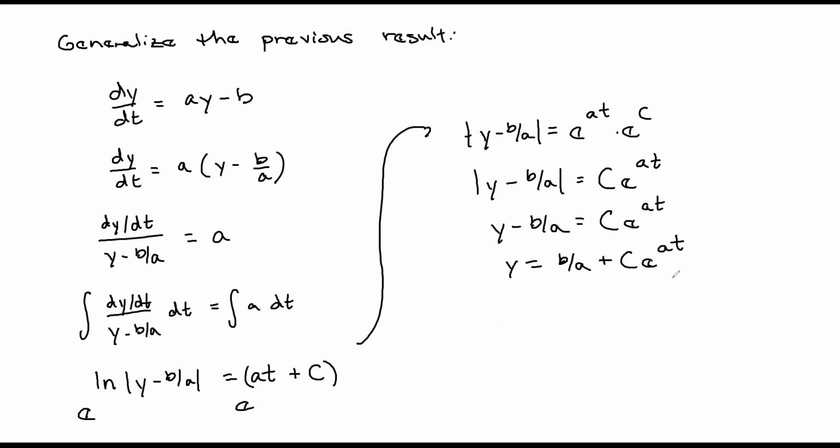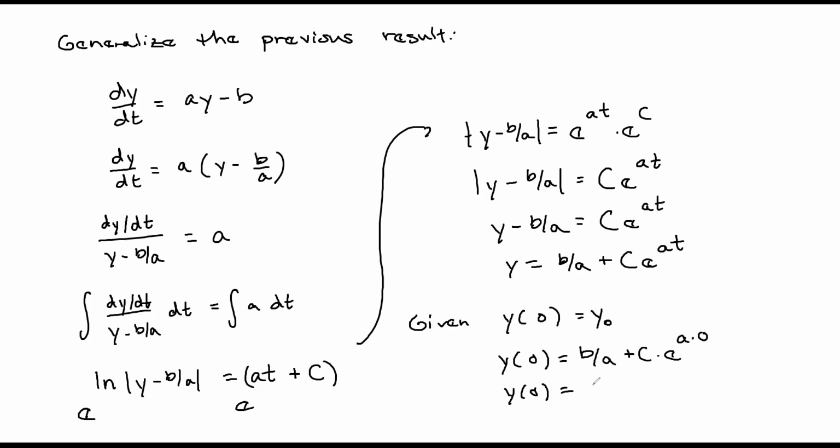We can actually take this a step further if we have an initial condition. We know the initial condition, for example, y of 0 equals y naught. Then you can actually take this a step further and solve for the c. Right? We'll have y of 0 equals b over a plus c times e to the a times 0. So we have y of 0 equals b over a plus c. And then if y of 0 is y naught, we'll get y naught minus b over a equals c. And then you can take that and plug it in. And we'll get y equals b over a plus (y naught minus b over a) e to the at.